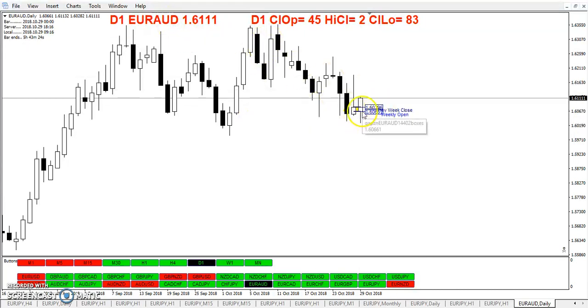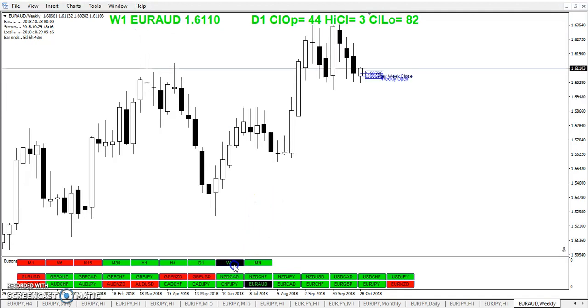So we're looking at the daily. Once again, it gapped down. So you can take the trade to the long side. And then you look at the week. We had 3 in a row.